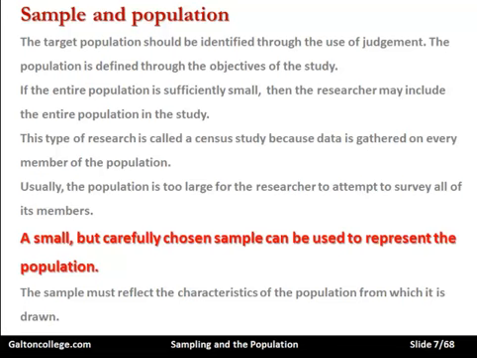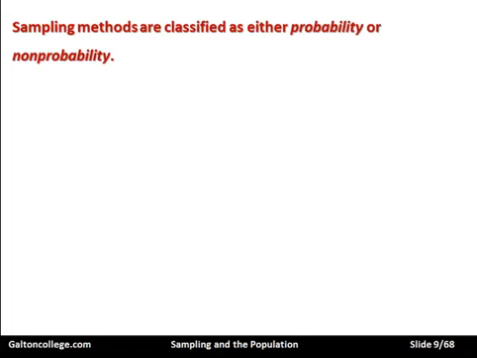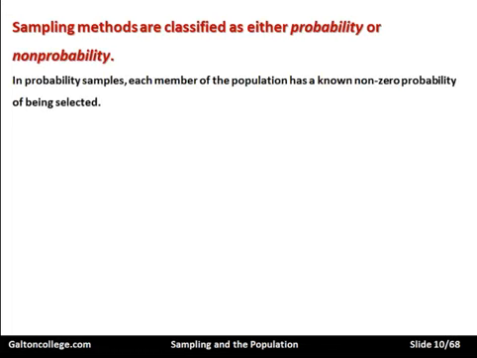Sampling methods are classified as either probability or non-probability. There are two types of sampling method. In probability sampling, each member of the population has a known non-zero probability of being selected. In other words, each member of the population has the possibility of being selected. If they had a zero probability of being selected, it means they could not be selected. They have no chance of being selected. So each one has a non-zero probability of being selected. Every member of the population has a chance of being selected.